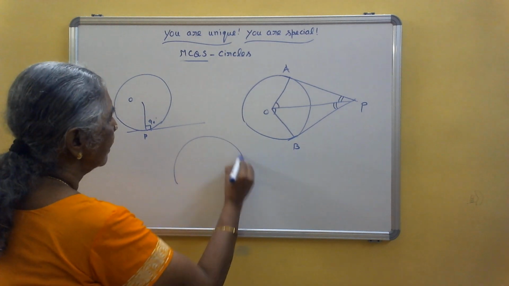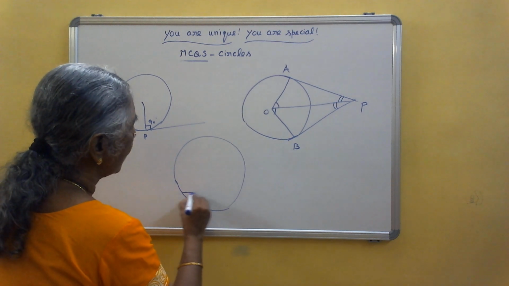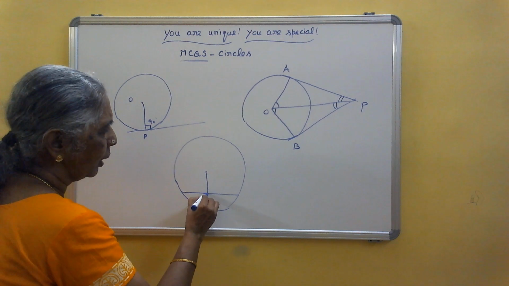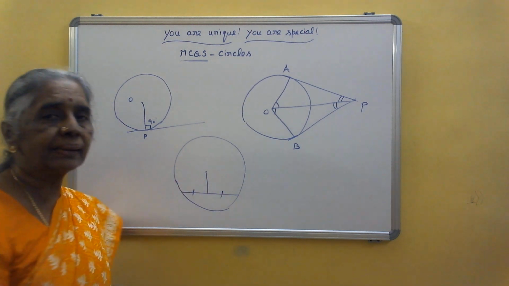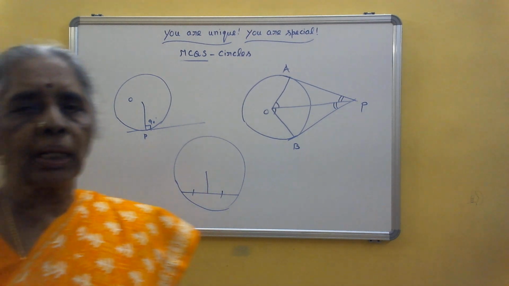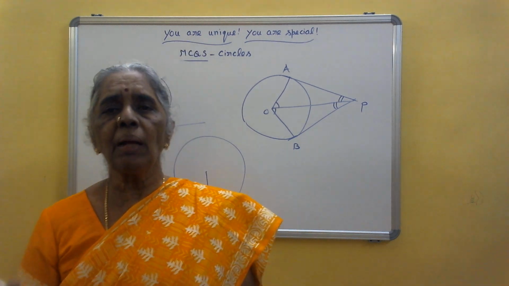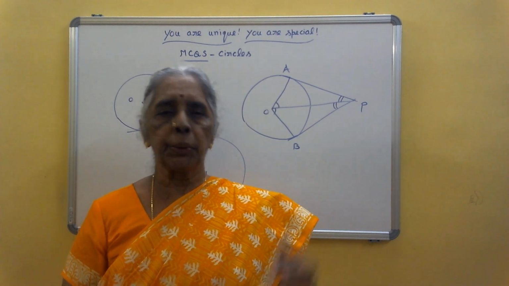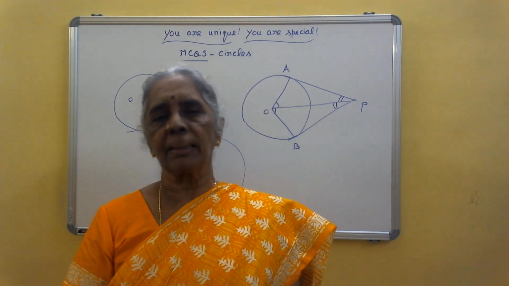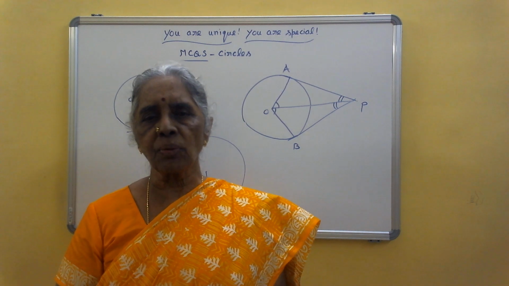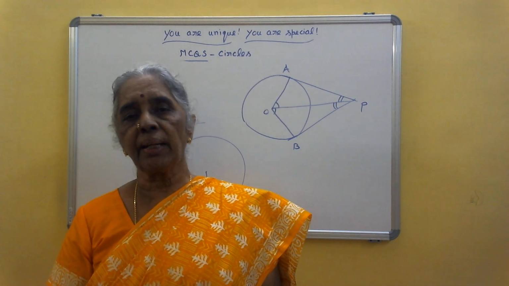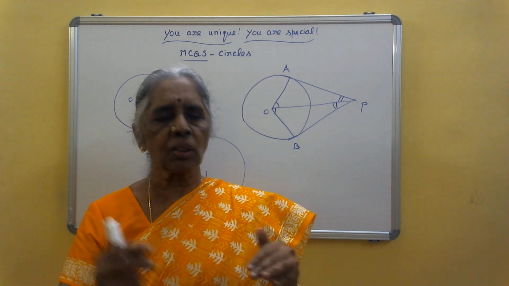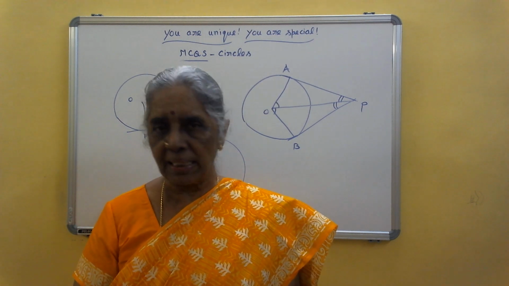Then, in a circle, if you have a chord and this is the center, and if you draw a perpendicular, that will bisect the chord. That is, the perpendicular drawn from the center will bisect the chord. These are all some important concepts you should remember while solving the sum. Of course, apart from this, you should remember what you have studied in your triangles also. Then in similar triangles you have studied, all those concepts sometimes will form part of these sums.